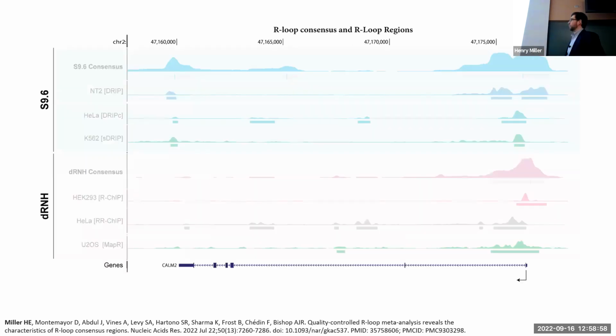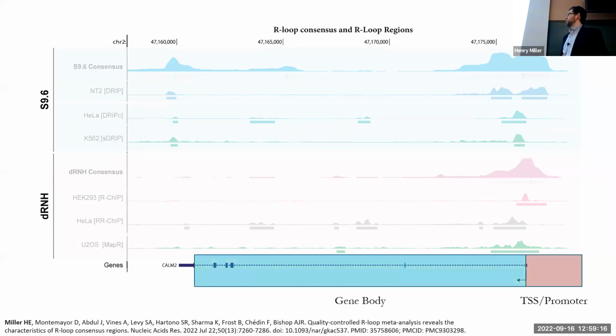And looking at the genome browser here, we can see some of the samples, and just to orient us, we're looking at the COM2 gene, and that is one of the most mapped R loop locations in our study. Just to orient, we see here, this is the TSS and promoter. This is the gene body, and this is the transcription termination site, TTS, and poly A site. So this gene is going from right to left.